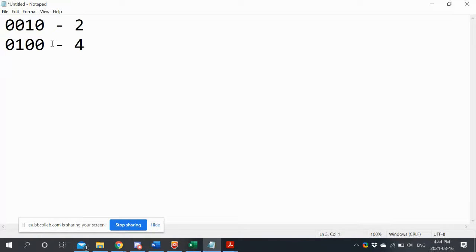That doesn't affect the final value. What would 1, 0, 0, 0 be? Well, you can guess that it's going to be 8. And you can see that shifting a binary number to the left or to the right either multiplies or divides it by 2.